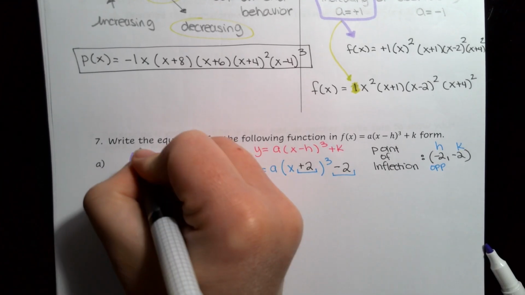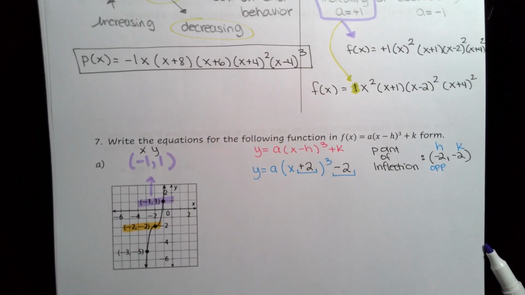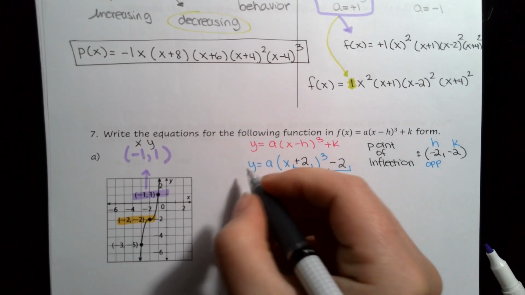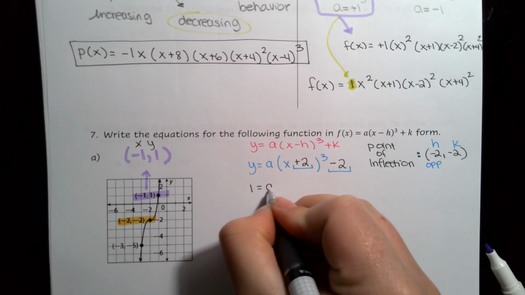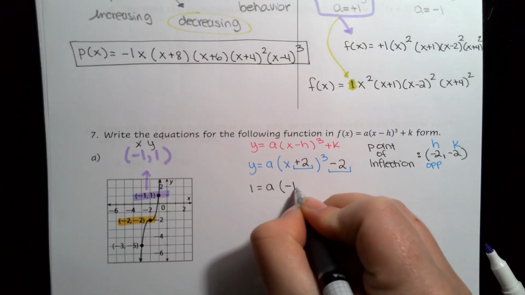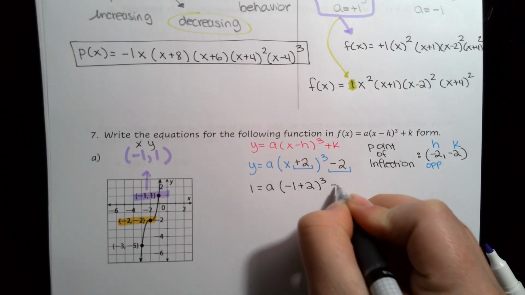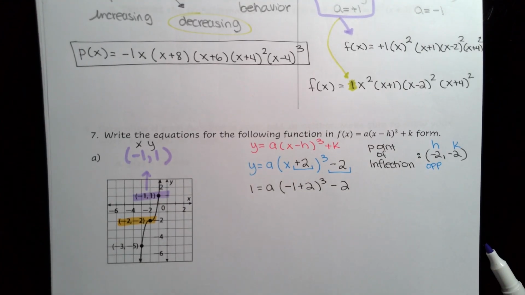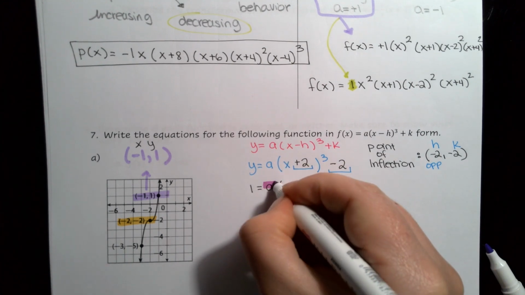These are going to be your x and y values. Do not do anything about opposite with your x and y value. Y is 1. X is negative 1. And now your task is to solve for A. We need to solve for A.